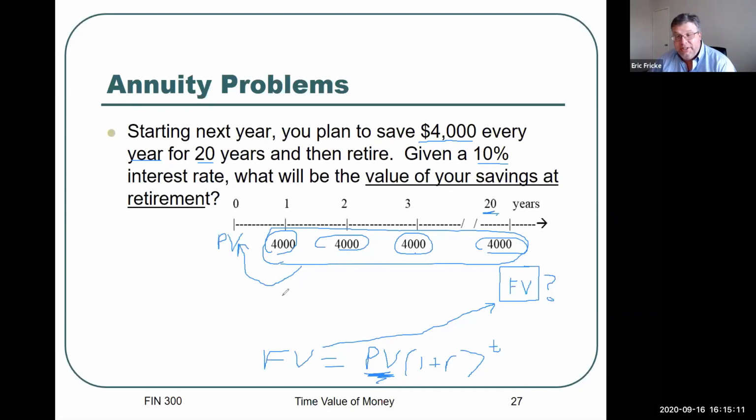We're going to use the annuity formula, right? So we can get the present value of the annuity by using that formula we just covered on the last couple slides. So we're going to use the annuity formula. Wow, this is dangerous. I apologize.